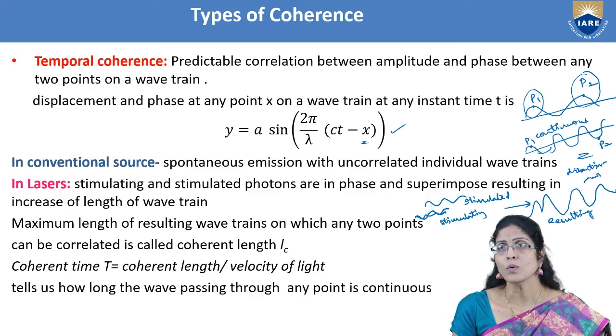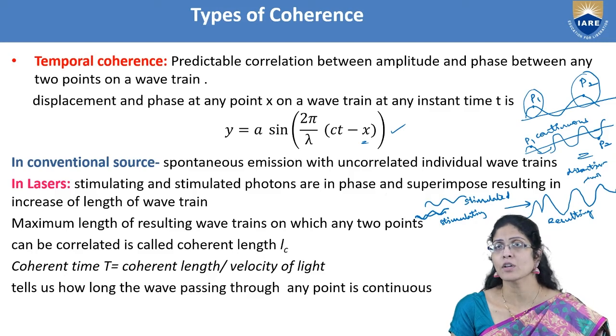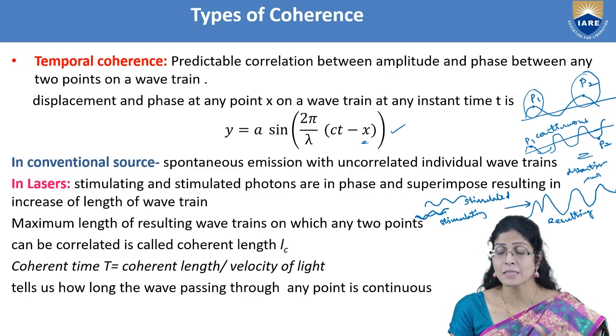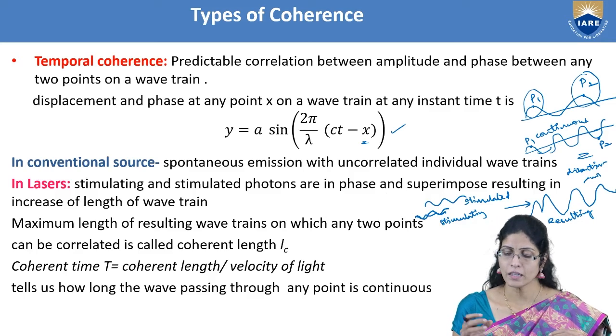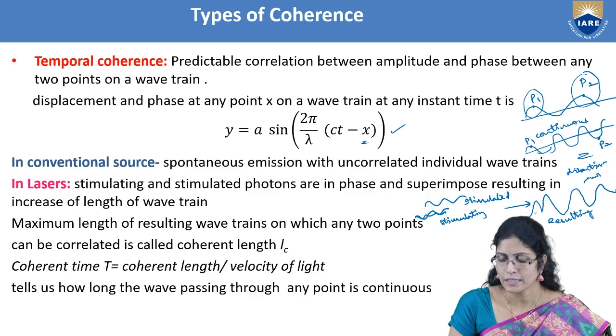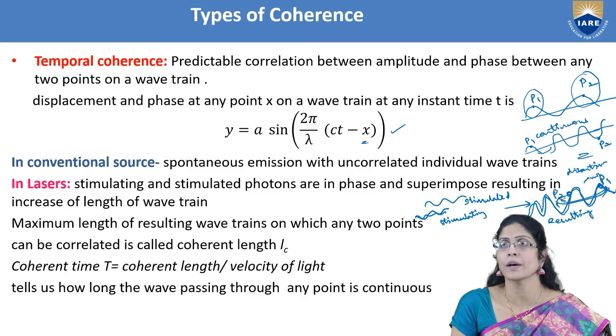If you want to see the maximum length of the resulting wave train over which any two points can be correlated, that maximum length is known as the coherence length. If you take the coherence length, then any two points, P1 here and P2 here, in the resultant wave can be correlated with one another.